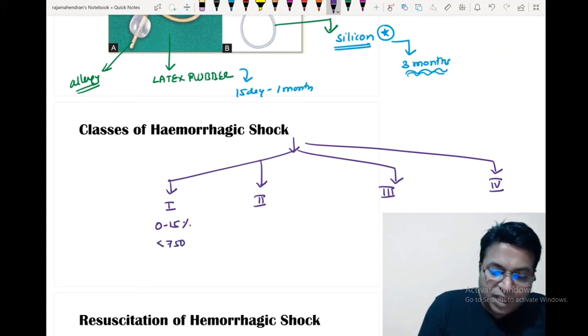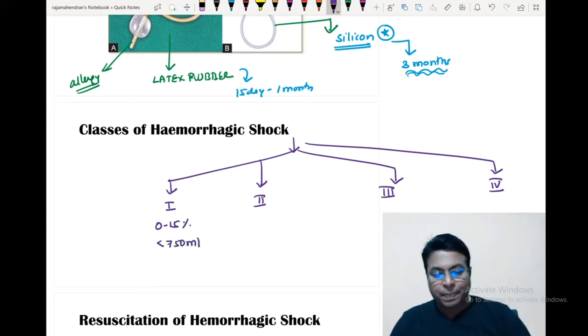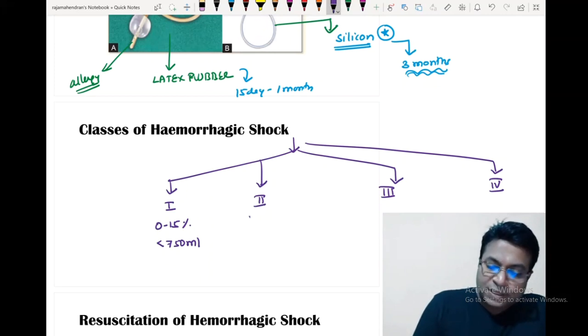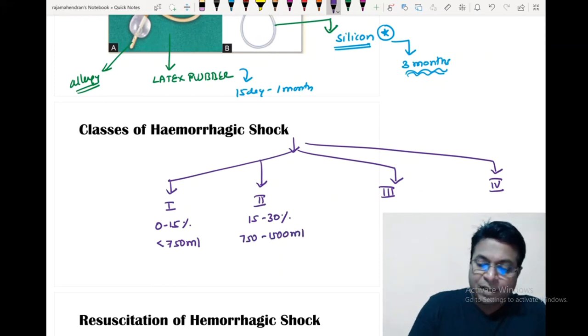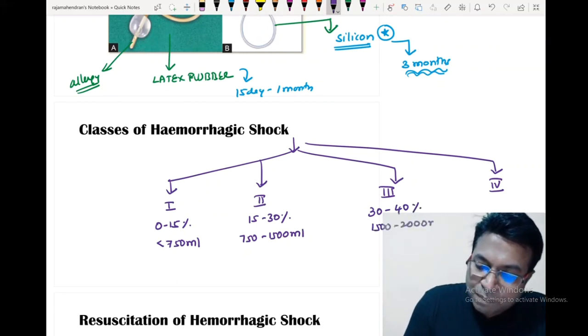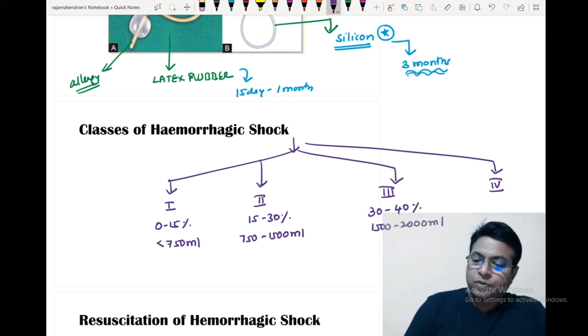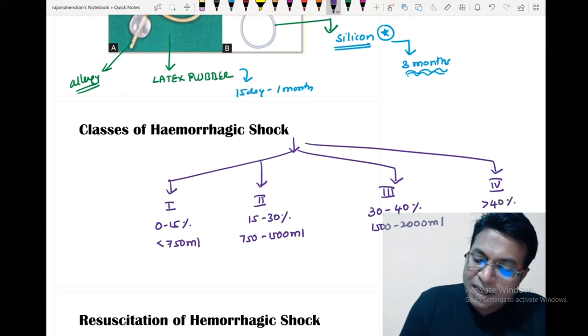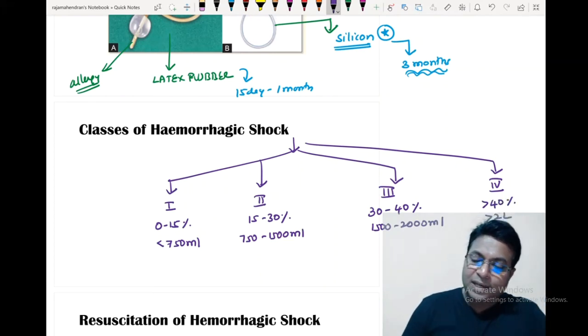Up to 750 ml blood lost is class 1. Class 2 is 15 to 30% of your blood lost, 750 to 1500 ml. This question is a repeat question for a national board exam, so please don't forget. Class 3 is 30 to 40%, which is 1500 to 2000 ml blood lost. Class 4 is more than 40% blood lost, more than 2 liters.